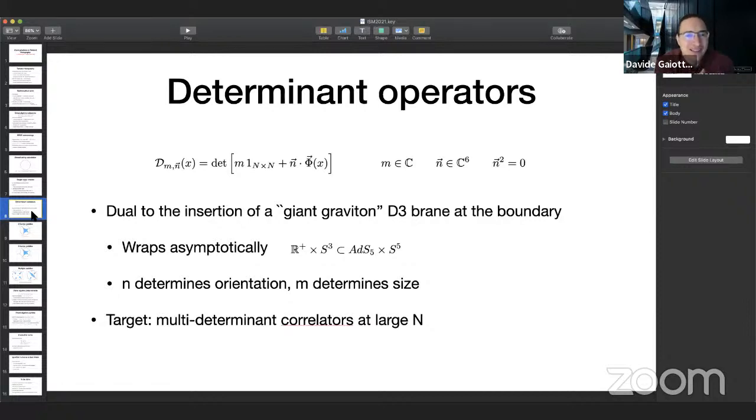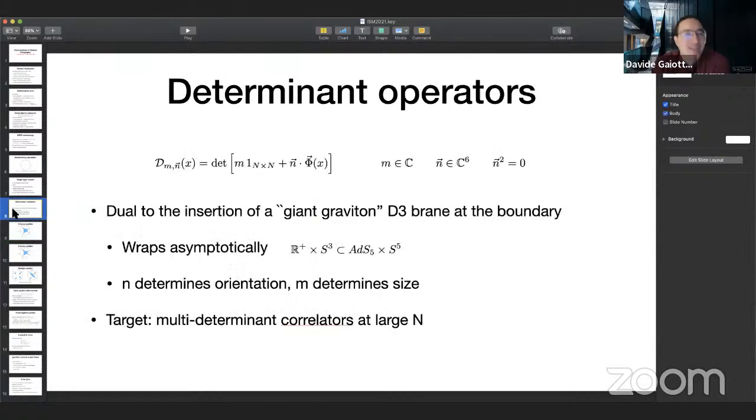I'm happy to discuss this more in the questions afterwards. But for now, I'm going to restrict myself to operators of size N which do not deform the geometry, but insert D-branes in the holographic dual. So they tell you, I want a D-brane that arrives at the boundary at a collection of points, and then you need to figure out how to fill in the picture.